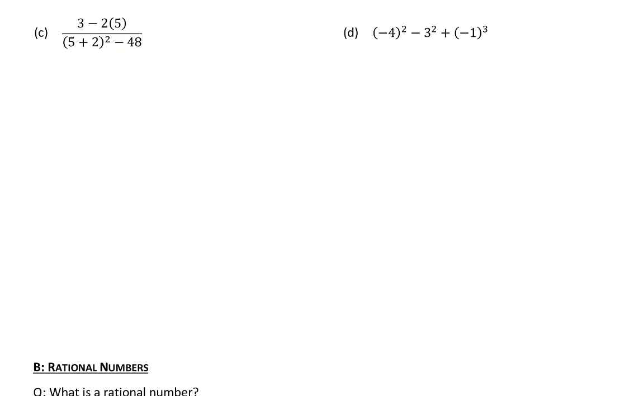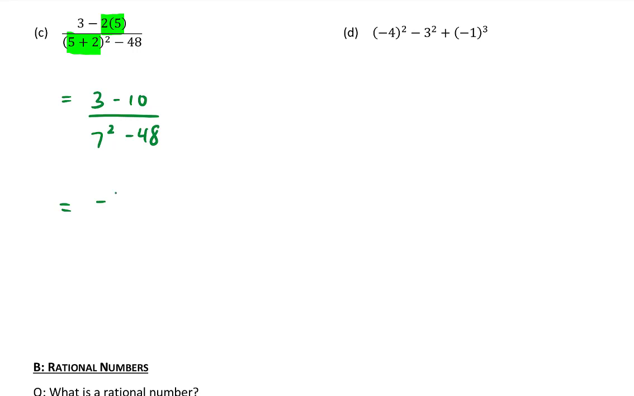All right, again, try to solve the next two expressions. Pause the video, come back and check your work. All right, for the first one, what we're going to do is we're going to deal with the numerator and denominator separately. So notice in the numerator, I need to start with multiplication, and in the denominator, I need to start with the brackets. So I get 3 minus 10 in the numerator, that's 2 times 5. In the brackets, I have 5 plus 2, so that's 7 squared minus 48.